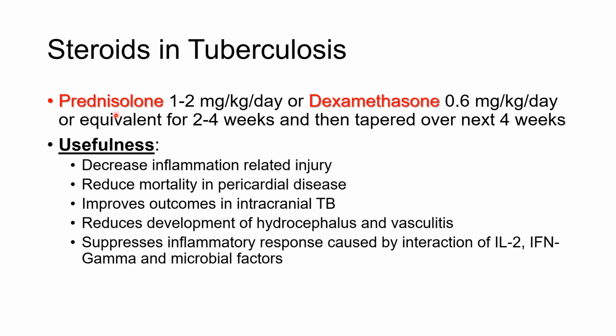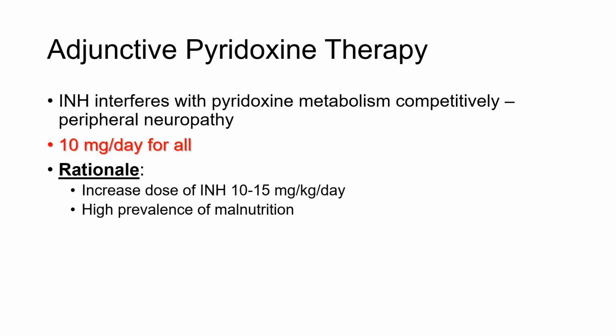We give prednisolone 1 to 2 milligram per kg per day, or dexamethasone 0.6 milligram per kg per day, or equivalent doses. Equivalent doses of other steroids we can also give if these steroids are not available. The duration of therapy is: we give this dose for 2 to 4 weeks, and then the steroids have to be tapered over the next 4 weeks. That means a total of 6 to 8 weeks of steroid therapy. Out of this, the initial 2 to 4 weeks are the full dose, and later the 4 weeks have to be tapered.